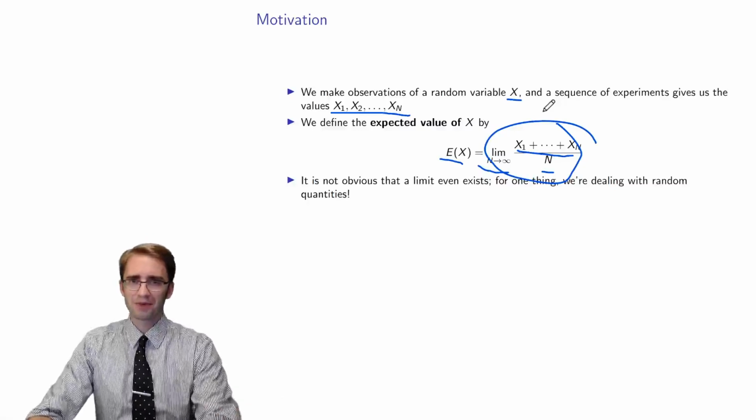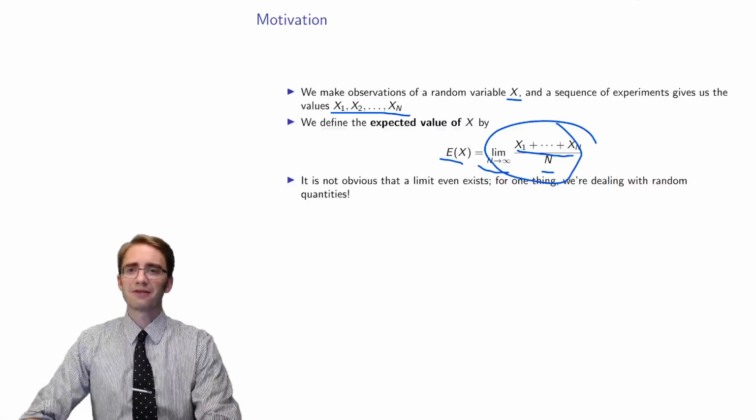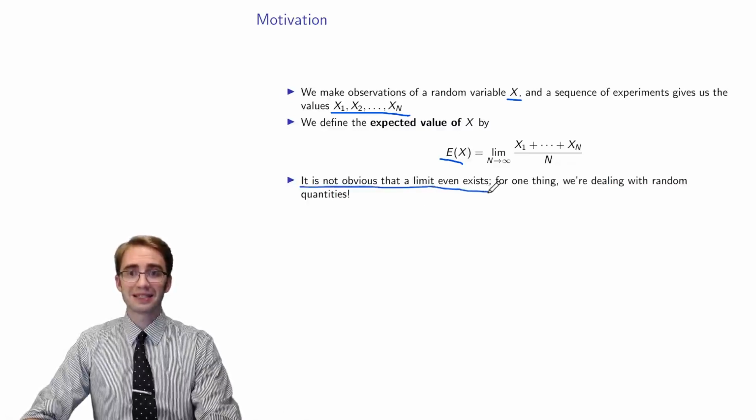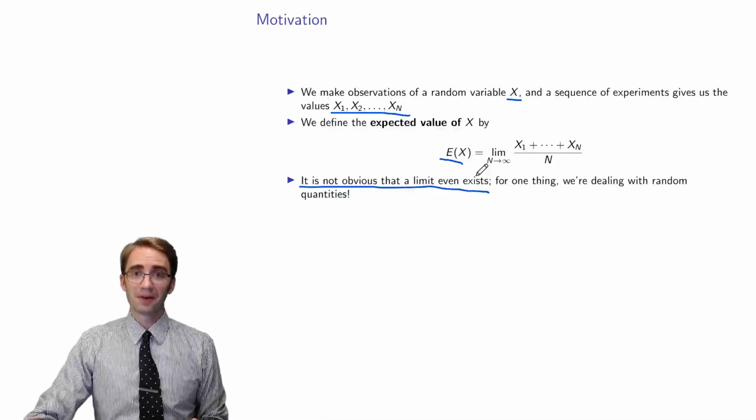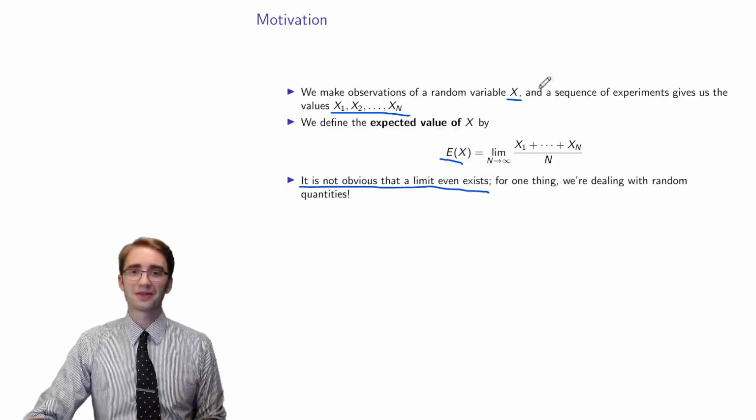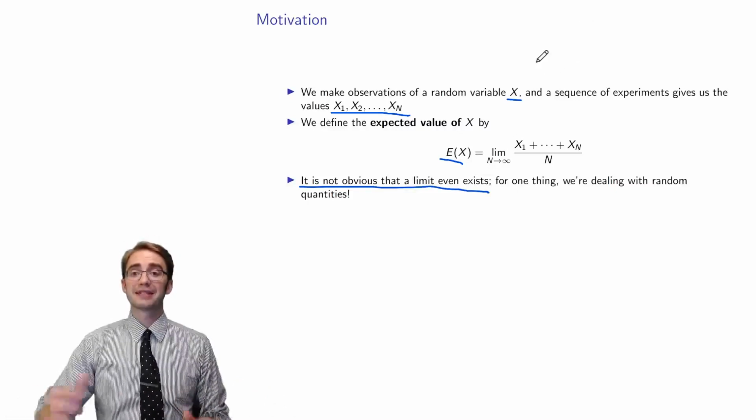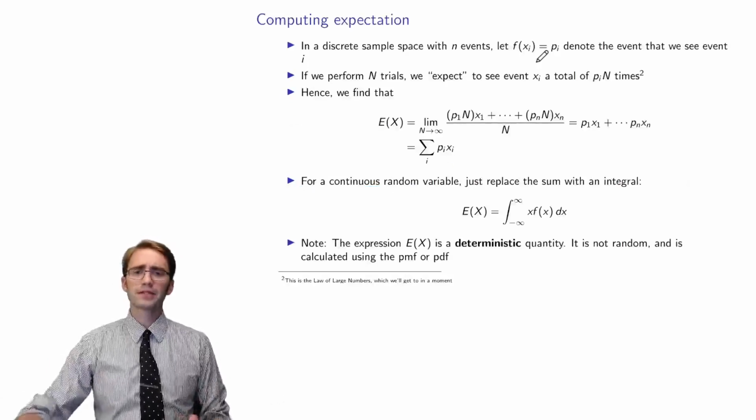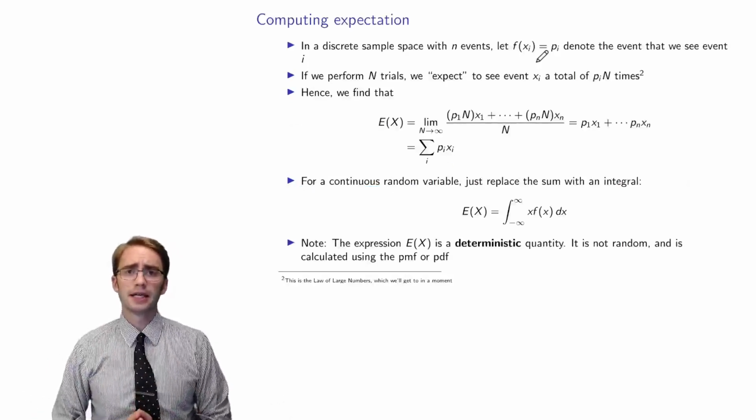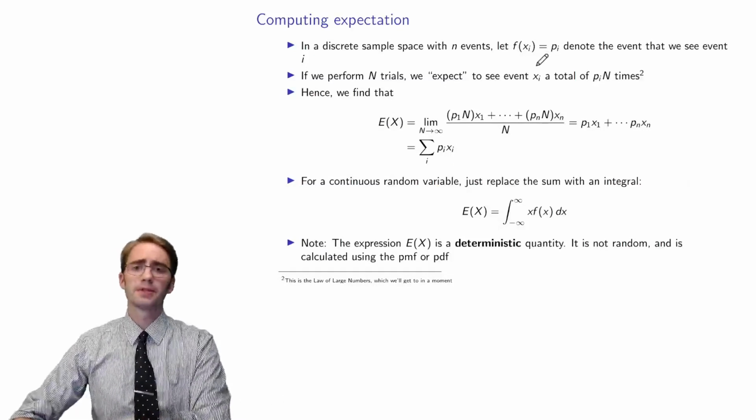This is not going to be something we're going to focus on in this course, but it is kind of weird that I'm talking about a limit here for a quantity that is random, right? It is not obvious that that limit even exists. The fact that it does exist is what's called the law of large numbers, which is beyond the scope of this course, but you'll have to just accept that that is true, that in fact this limit does exist, randomness notwithstanding.